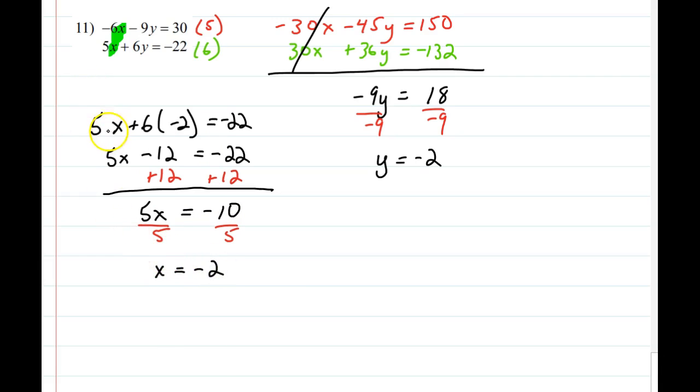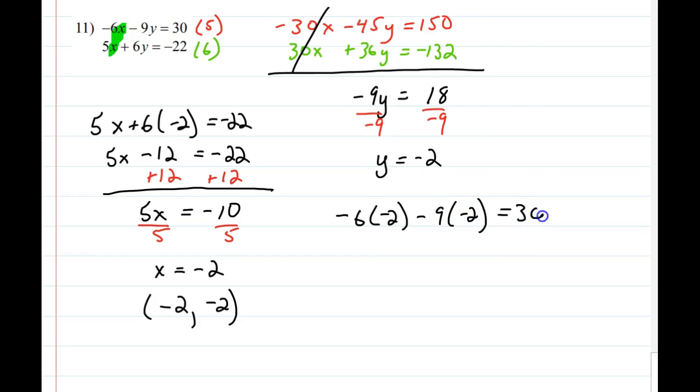So I use the bottom one to get my answer, so I'll use the top one to check my answer. I think the answer is negative 2, negative 2. So negative 6 times negative 2 minus 9 times negative 2, that should equal 30. So 12 plus 18, that does equal 30, so that means I'm good to go.